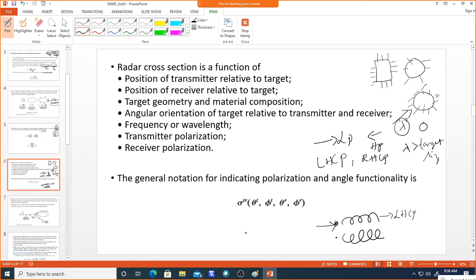Now the general notation for this: since the power is measured with respect to angular coordinates, the polarization indication shows the received polarization with respect to theta, the received polarization with respect to phi, and also, with respect to theta and phi, the transmitter polarization. So we have to represent the incident polarization and received polarization in terms of angular coordinates. This is also a very important factor, because based on this you will receive the power.